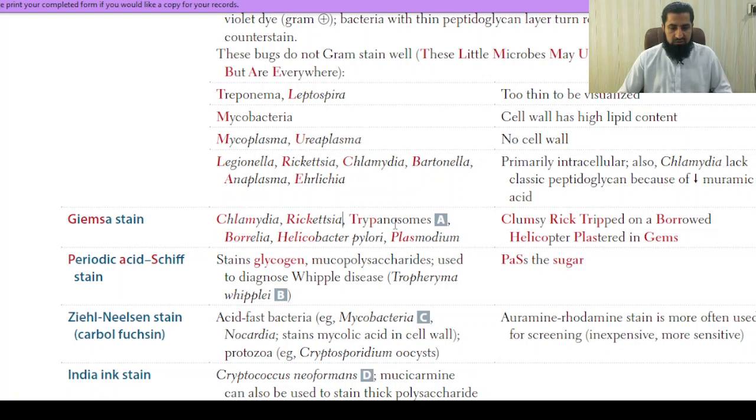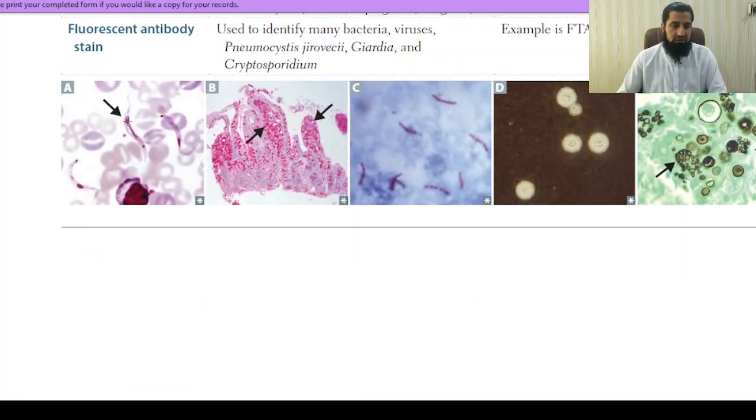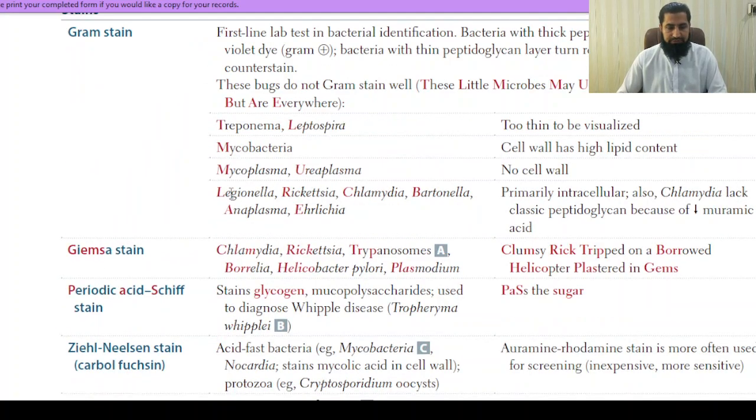Come and let me show you the Treponema. This is your Treponema species, and this is also Treponema. How to remember? These microbes stain with Giemsa.